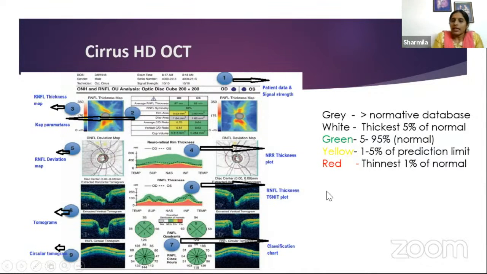And then coming to the colors, gray is basically more than normal, that is, above normal, and white is the thickest retinal nerve fiber layer. Green is the normal range, that is, 5 to 95% of the population fall in the green range. Yellow is between 1 to 5%, and red is the thinnest, where only less than 1% of the population will fall in the red zone.